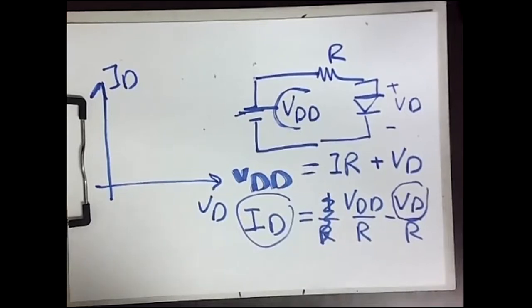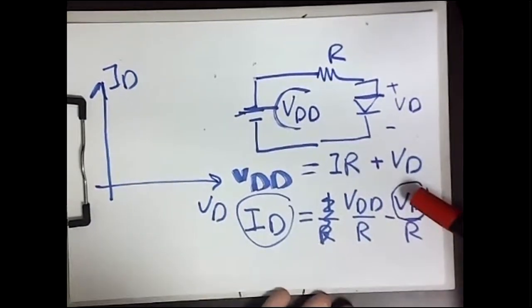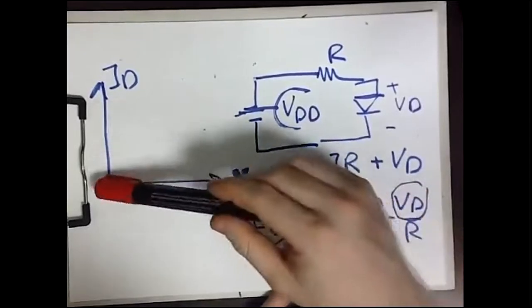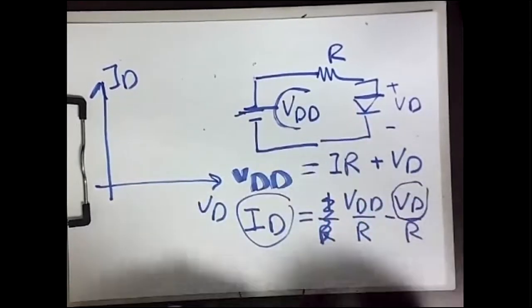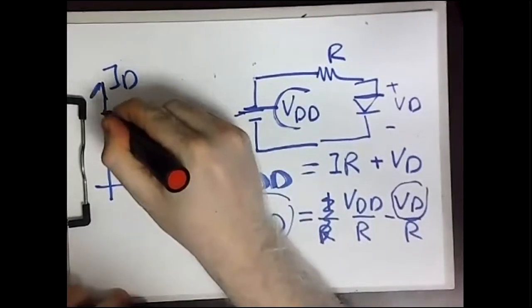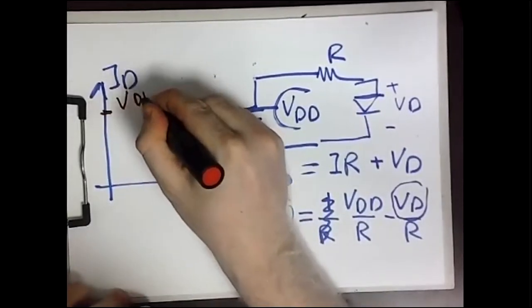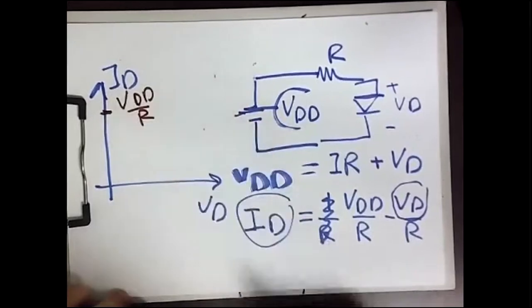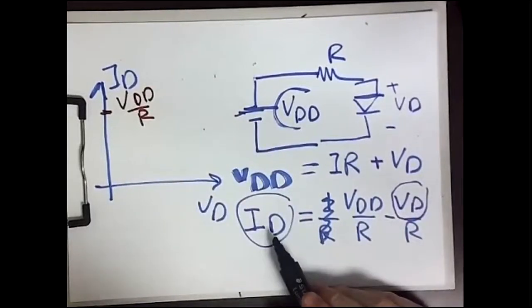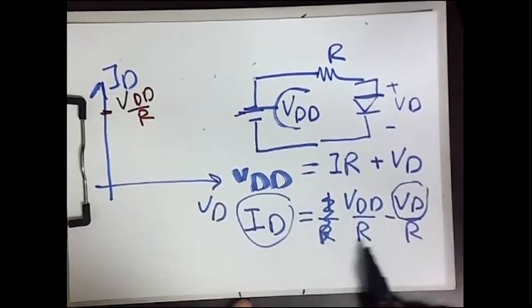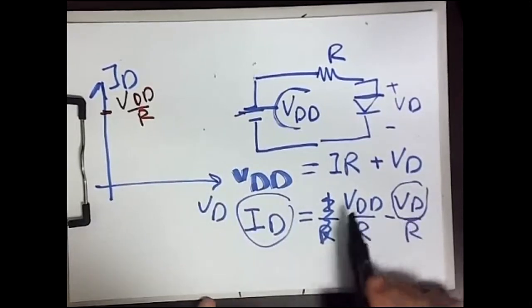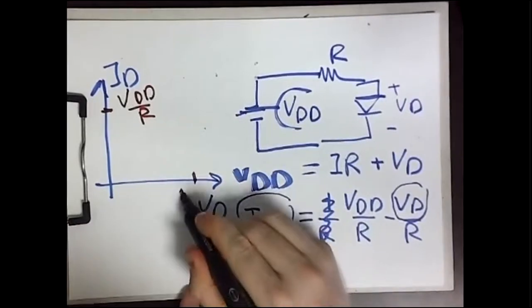Of course, whenever you have a linear equation, you just need 2 points to plot. So first put VD equals 0, which reflects a point on the y-axis. The output will be VDD over R. So this is the point, VDD over R. And then let's put ID equals 0, which is a point on the x-axis. The output will be VD equals VDD, which is a point here.